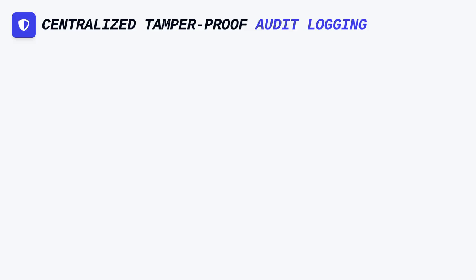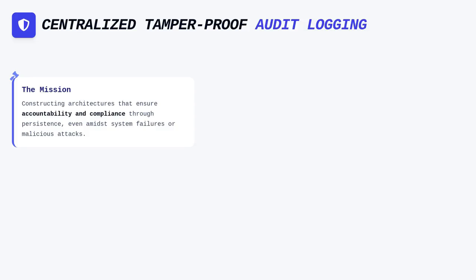In this session, we examine the construction of centralized, tamper-proof audit logging architectures designed to monitor data access consistently across your entire infrastructure. An audit log is not merely a collection of text files. It is a critical instrument for accountability and compliance, requiring an architecture that persists through system failures and malicious interference.